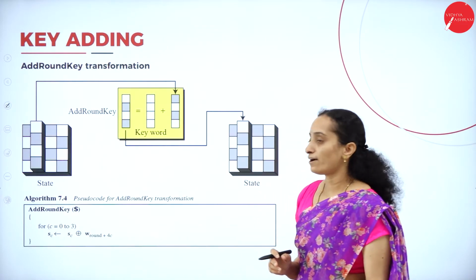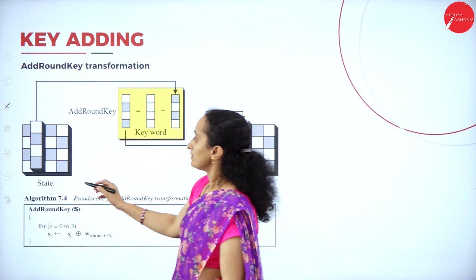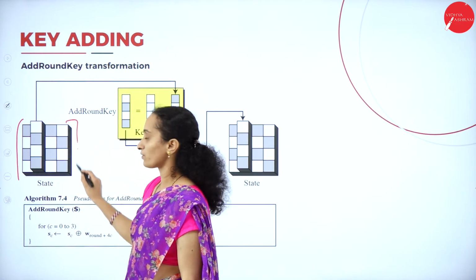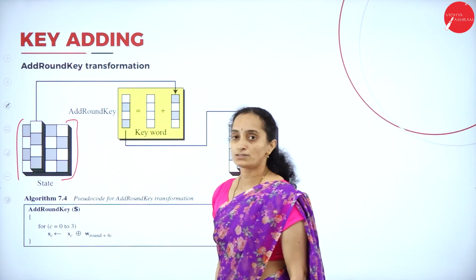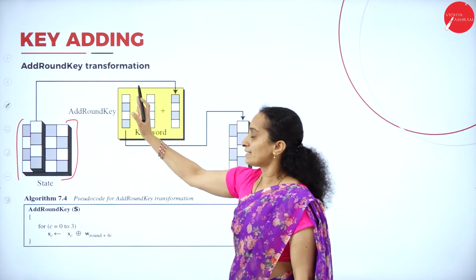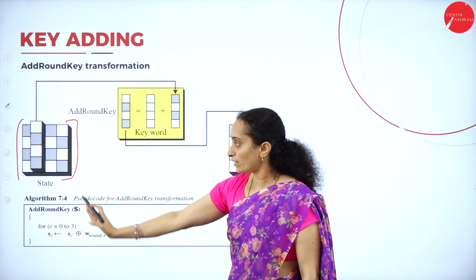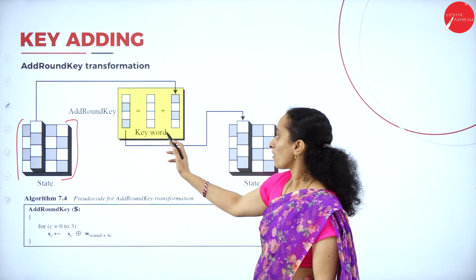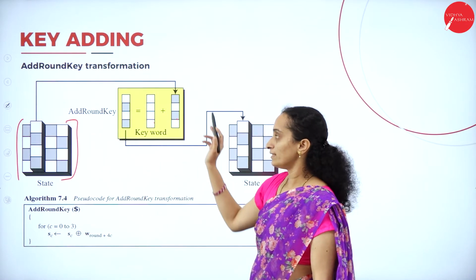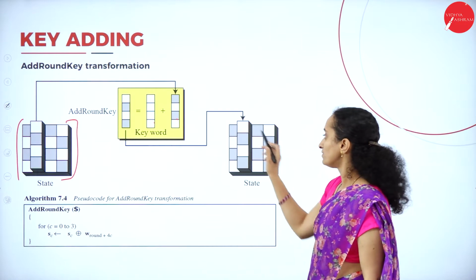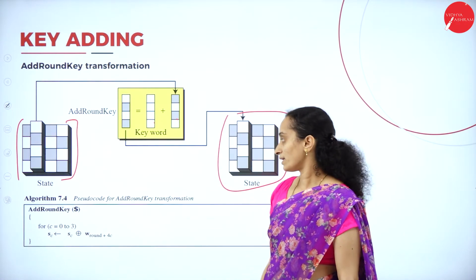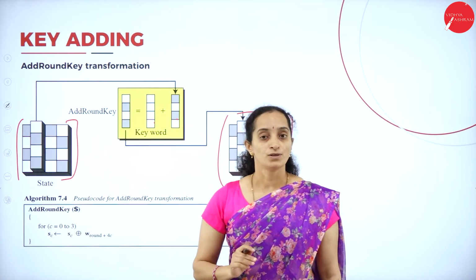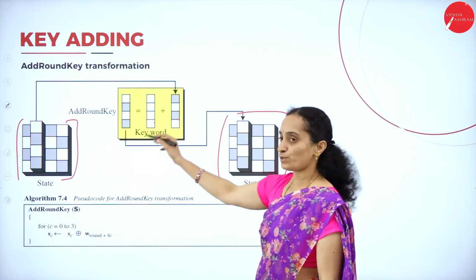Alright, here we have the transformation. The state matrix, a 4 cross 4 matrix, will be here. We have the add round key procedure. Each word is added to the corresponding column, the keyword with the column, which gives you the new state. So you can get the new state by using this procedure.